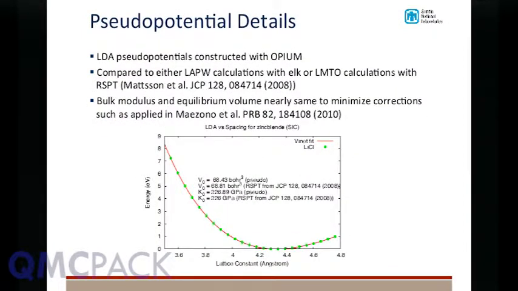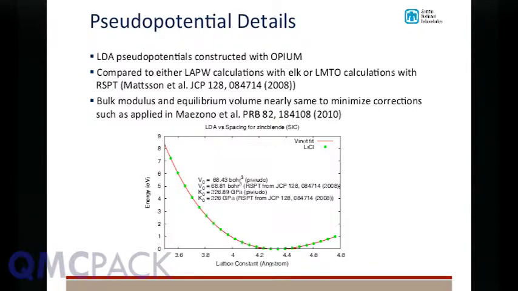The particular procedure that I used first with the pseudopotential is I constructed pseudopotentials within LDA, so within a given choice of density functional, with OPIUM. And I compared the results to all electron calculations on those same pseudopotentials. So again, with the local density approximation.